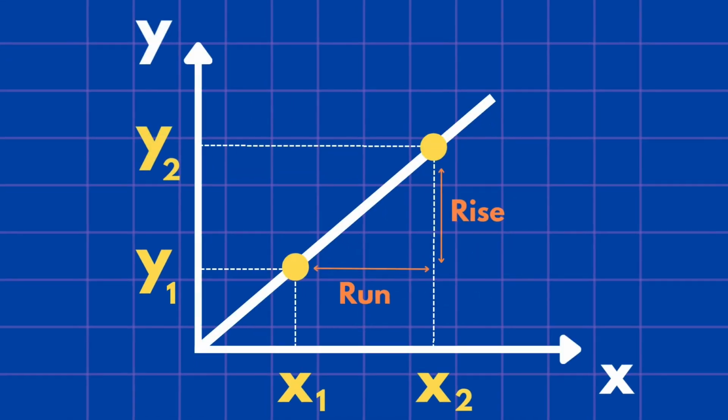This means that rise is the difference in the y, which is the vertical distance between the 2 points, and run is the difference in the x, which is the horizontal. When we divide the two differences, we get the slope of the line.